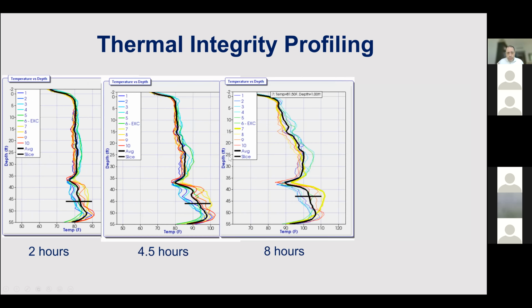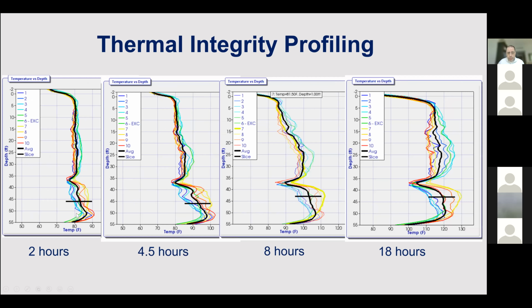Compare this to another signature, where after 2 hours you started seeing something around this depth. As time goes by, the anomaly becomes more pronounced, and when the readings stabilize, there is definitely something wrong in this shaft. So very quickly you come to detect the problem.